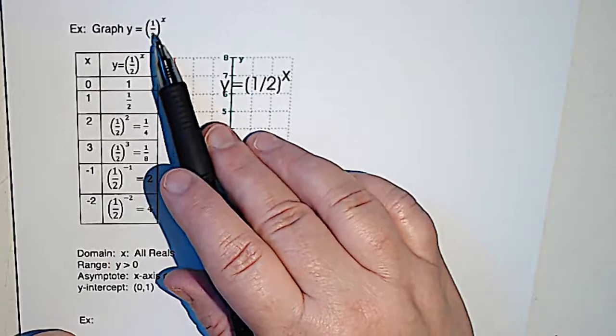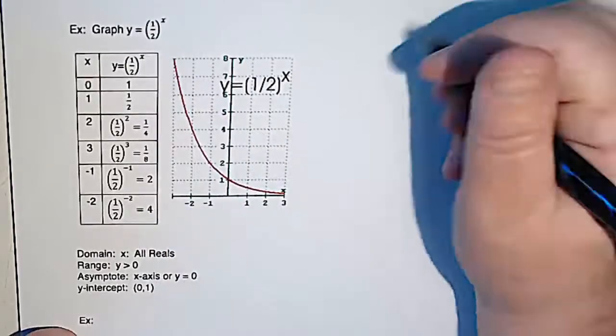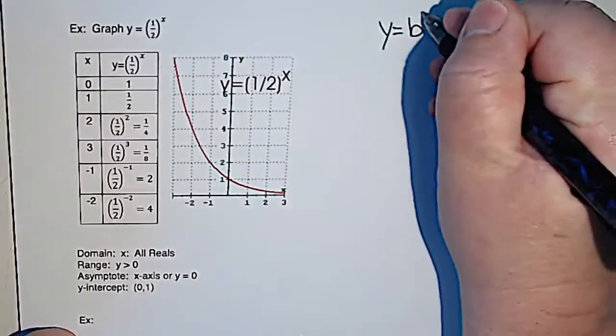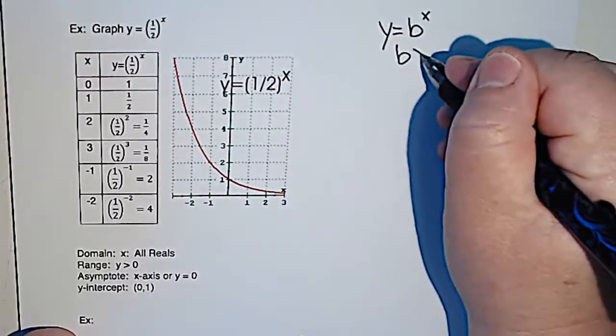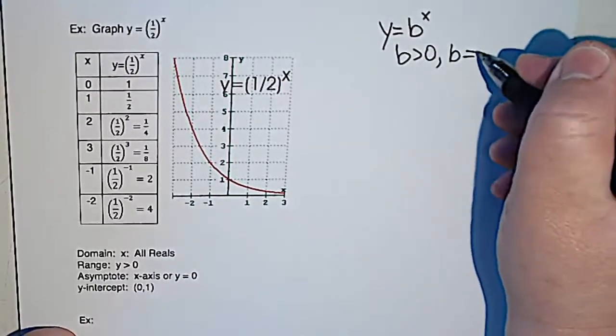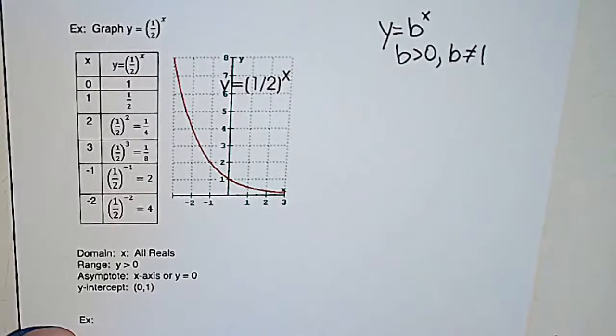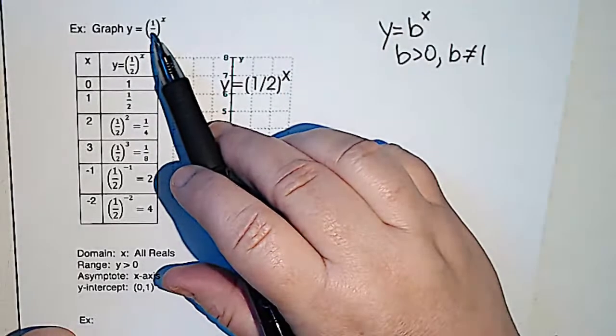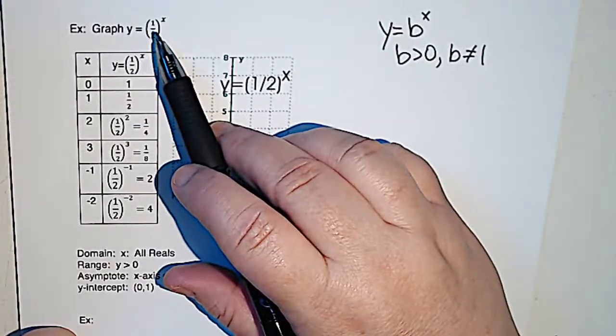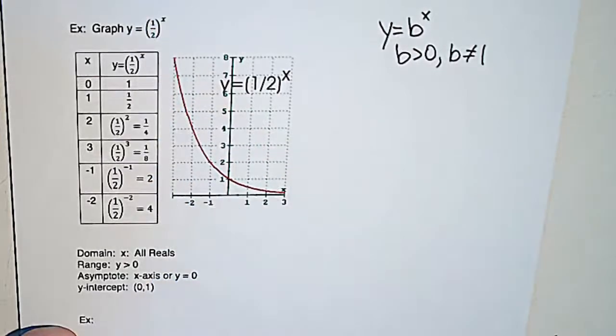So you can have, remember your base here, y equals b to the x. B can be anything that's positive as long as it's not equal to 1. And so I pick 1/2. Now, 1/2 has an interesting shape. It's the same basic shape, but it looks like it's flipped around.